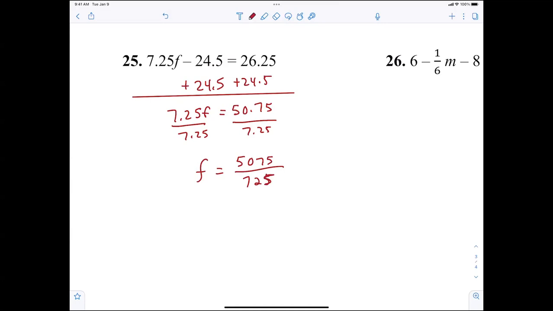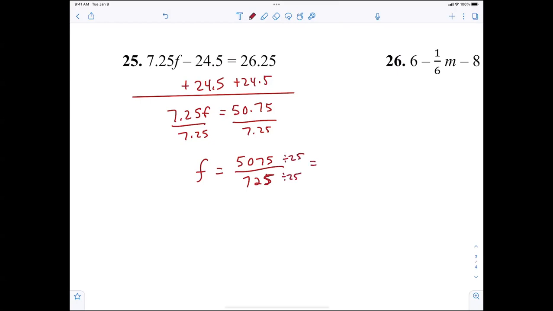I feel like, what number goes into this? 25. If it ends in a 5, then 5 would go. Now, someone was correct. I want you to look at that and say, I know that 25 goes into 5075 because 25 goes into 50 and 75. And then 725, if you count by 25, you'll get there. All right, so divide by 25.